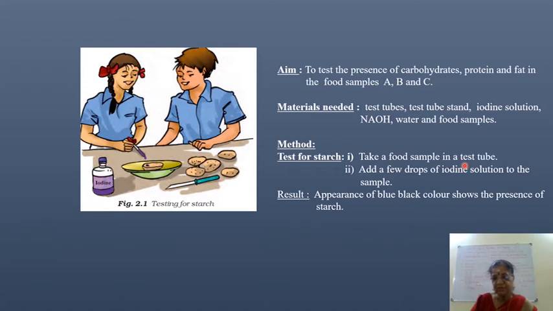Usually we can add starch powder, but in this figure the boy and girl have taken potato. Okay? And then add a few drops of iodine solution to the sample. What happens? Appearance of blue-black color shows the presence of starch. If the food sample contains starch, it will turn blue-black.